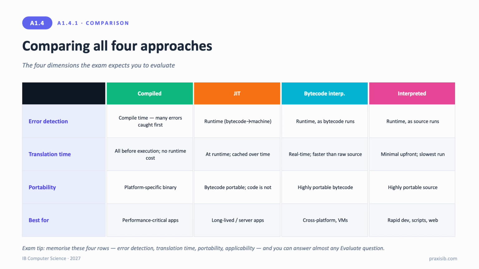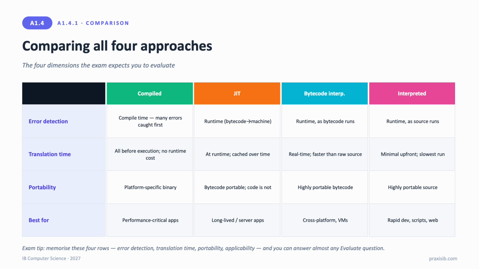The third dimension is portability. The question is, can it run anywhere? Compiled code is platform specific. It is locked to one type of system. Interpreted source code and bytecode are both highly portable. JIT is interesting here. Its bytecode is portable, but the machine code it makes is not.